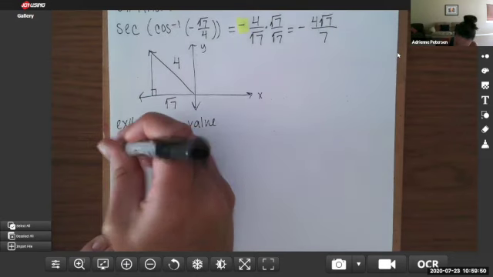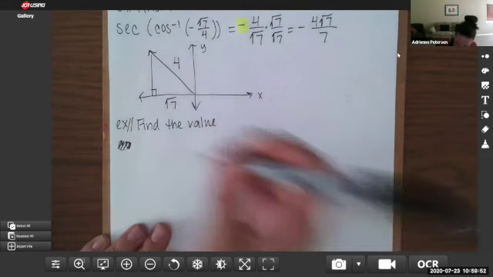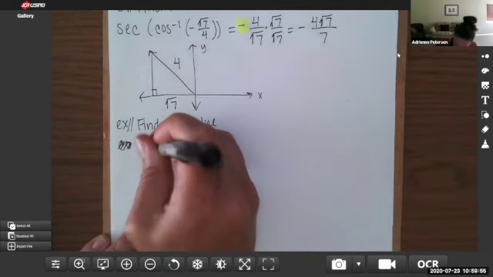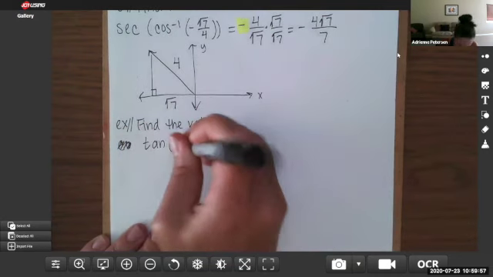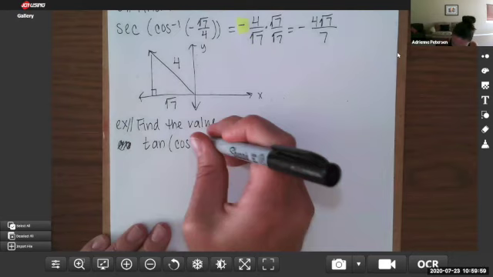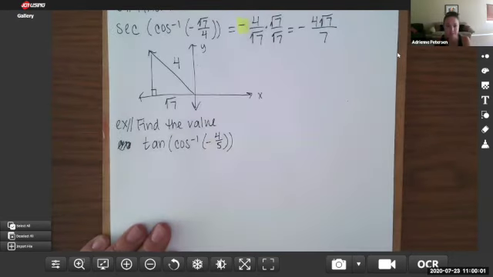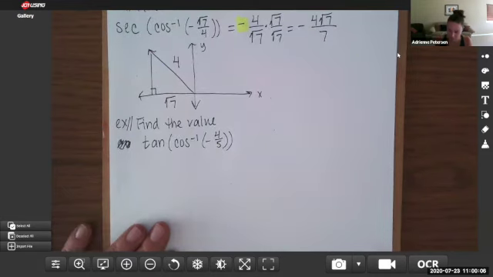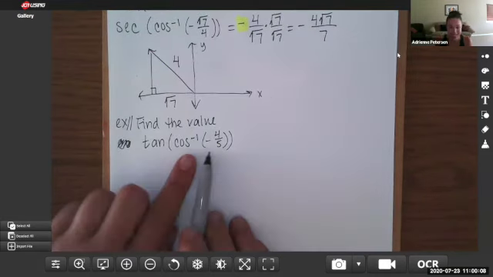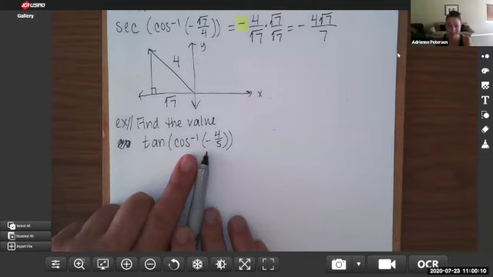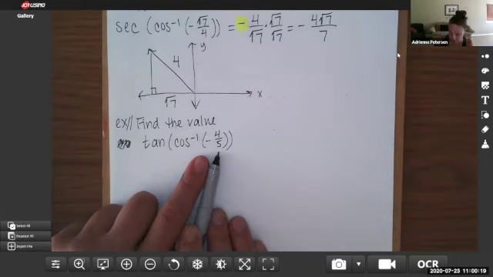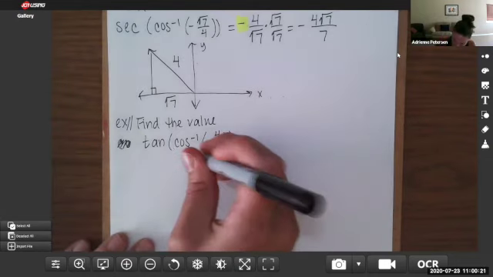Oops, I'm jumping ahead. So find the value of tangent of inverse cosine of -4/5. Okay, so again, we're starting with the inside operation first. This inside operation says find an angle in our restriction for cosine, which is 0 to pi, whose cosine is -4/5. So let's start by drawing that picture.